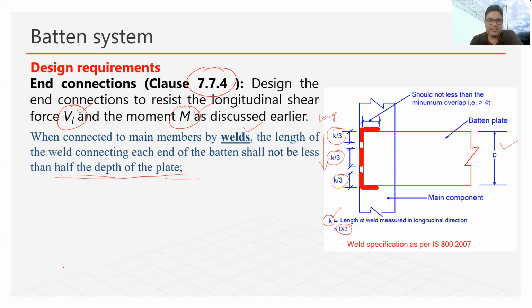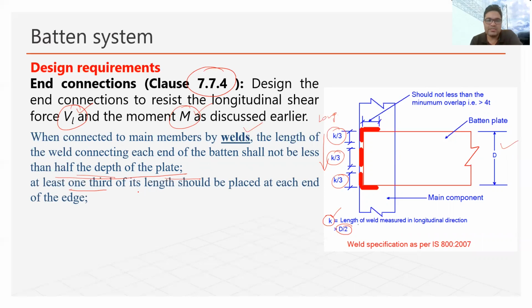Now second point, it says that at least one third of its length should be placed at each end. The length I am discussing is this K. So at least one third of its length, which means K by 3, should be provided at each end of the edge. So this is the end of this edge. At each end we are providing K by 3, one third and one third on both ends. The remaining length we are providing in the middle. So this is how it says.